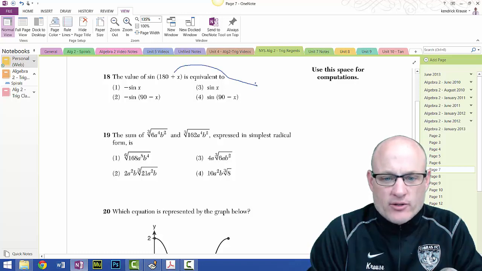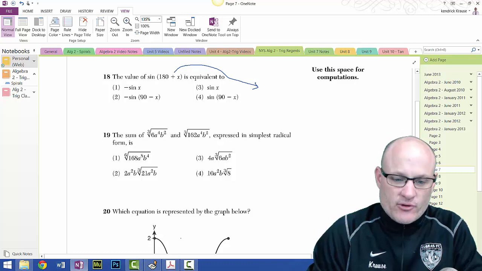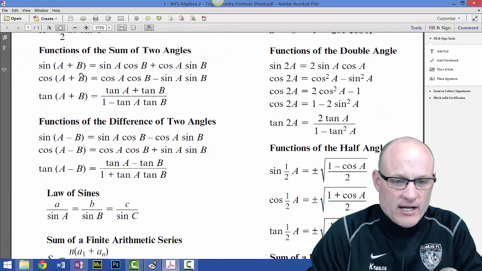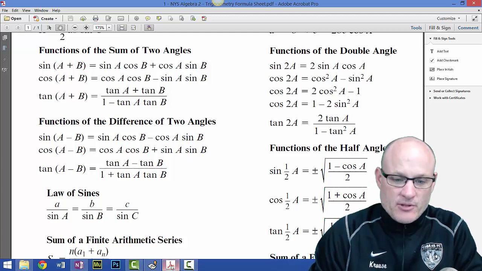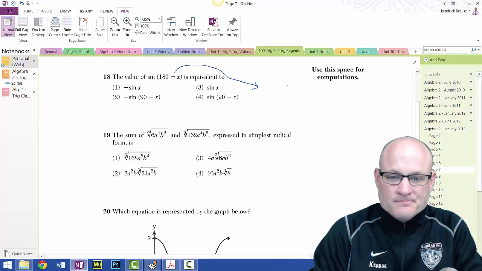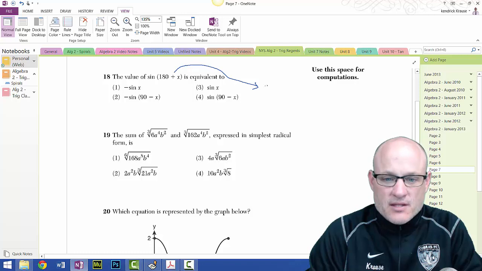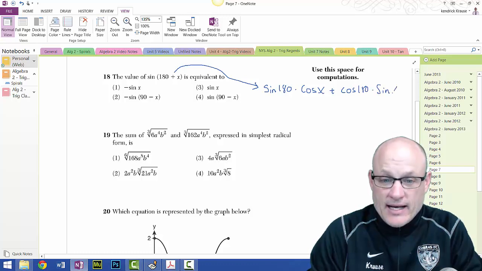The value of sine 180 plus x is equivalent to. So what I'm going to do is I'm going to come over here and use this formula right here, sine of A plus B. If you don't have your formula sheet, pause this if you need to, because I'm going to get rid of it real quick. It's sine A cosine B, cosine A sine B. So I'm going to do that real quick back over here. That's going to be the sine of 180 times the cosine of x plus the cosine of 180 times the sine of x.